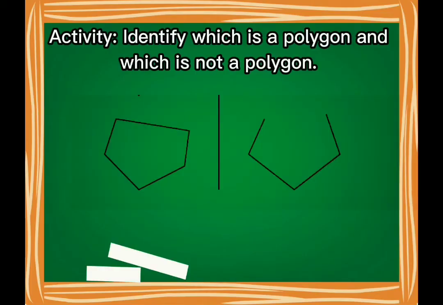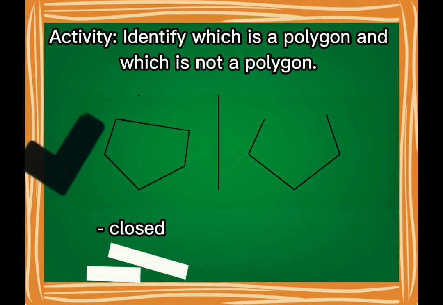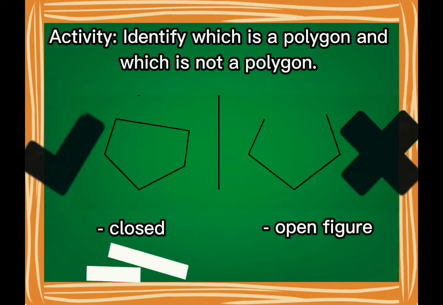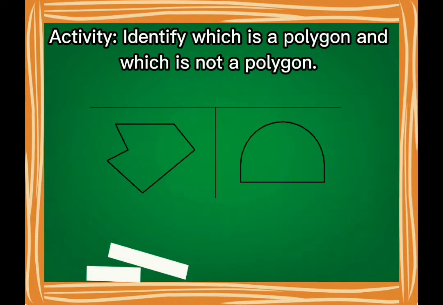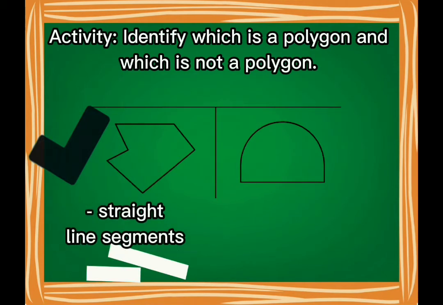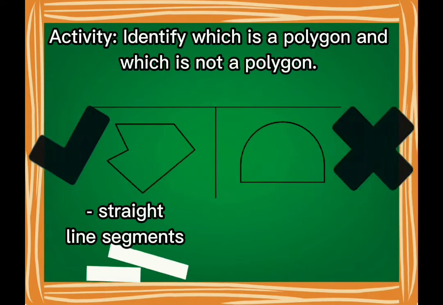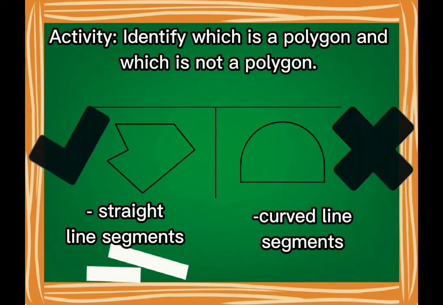Now, can you tell me which one is a polygon and which one is not? Well, the first figure is a polygon since it is closed with straight line segments, while the second figure is not a polygon since it is an open figure. Let's have another one. Which one do you think is a polygon and which one is not? Well, the first figure is a polygon since it is a closed figure with straight line segments. And the second one is not a polygon since it has curved line segments.